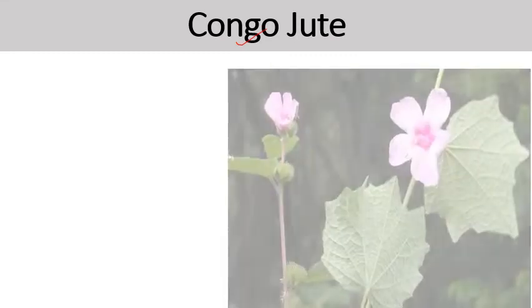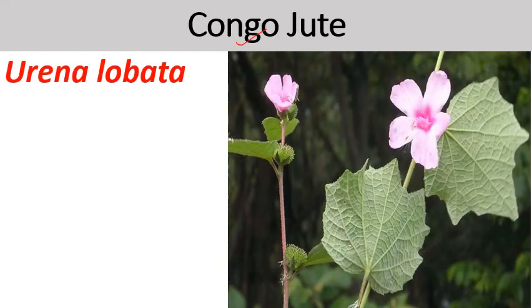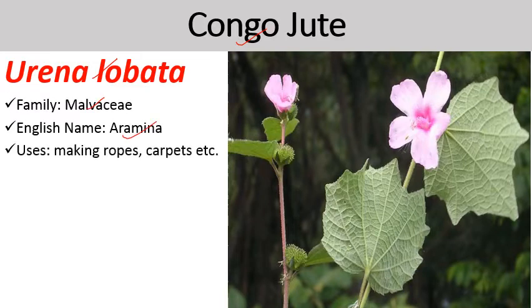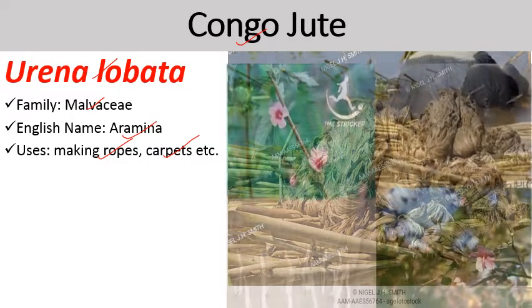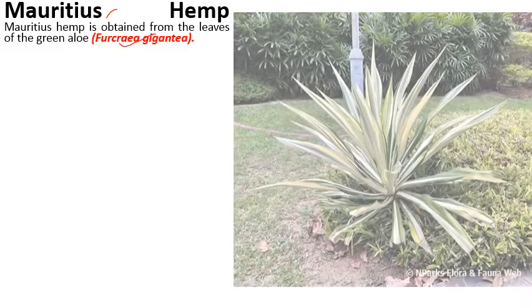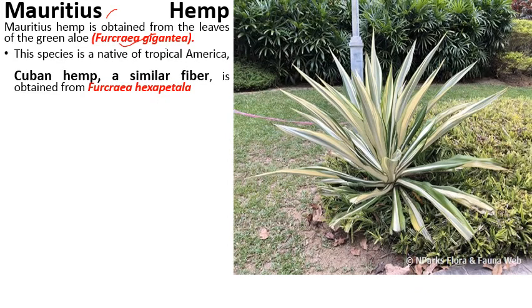Next fiber is Congo jute. It is obtained from Urena lobata. Family is Malvaceae. English name is Aramina. And this fiber is used for making ropes, carpets. Next is Mauritius hemp. This fiber is obtained from the leaves of one plant that is Furcraea gigantea, and this species is native of tropical America. Then there is another fiber which is known as Cuban hemp, which is similar to this Mauritius hemp. It is obtained from the same genus, that is Furcraea, and species hexapetala.